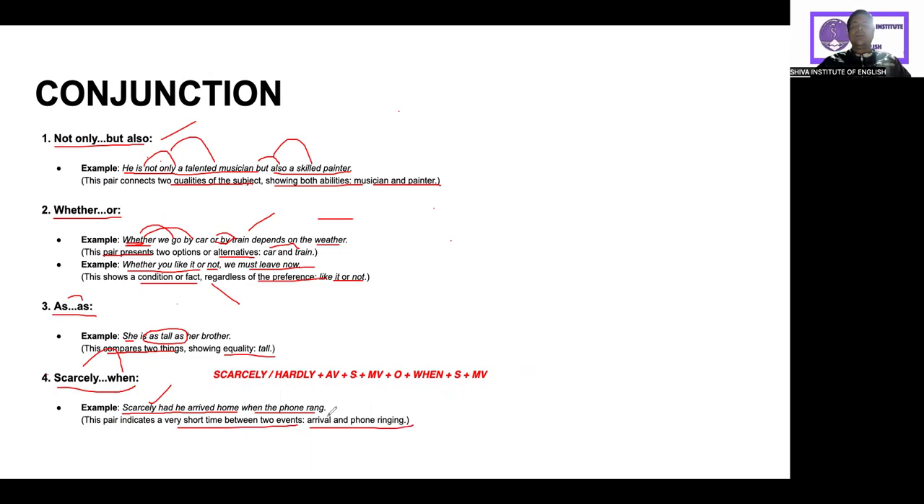But anyhow, when we talk about arrival, it is the first action. So therefore we use had, and rang is the second action. So therefore it is used as a simple past. The first one is past perfect, right? And the second one is called a simple past. Okay, so that is the job of not only but also, whether or, as and as, and scarcely when. Let's move to the next one.